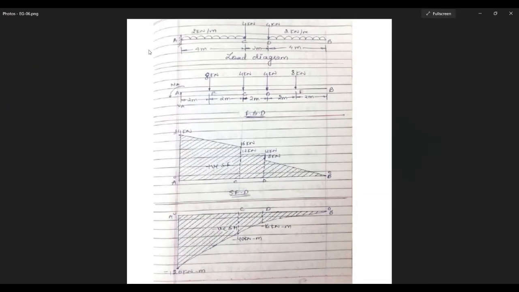In this session, we are solving another problem of SF and BM plotting in ANSYS Workbench. This is the problem that we are solving. AB is a cantilever beam. There is UDL on the cantilever beam. A to C has UDL on it, and DB portion also has UDL on it of 2 kN per meter each. And at points C and D there are two more point loads that we can see. They are of 4 kN each again. So let's start solving this numerical on ANSYS.